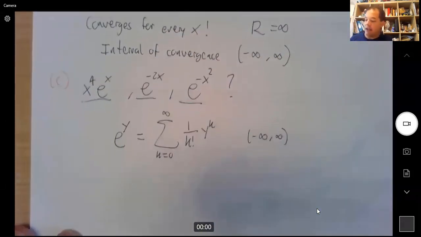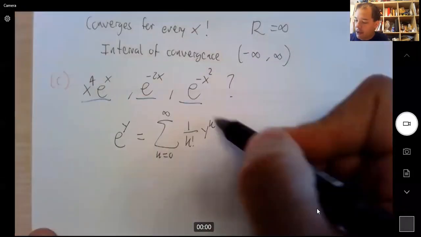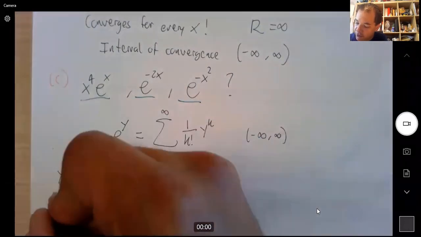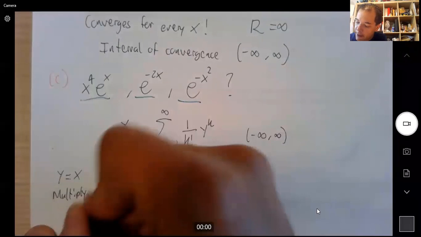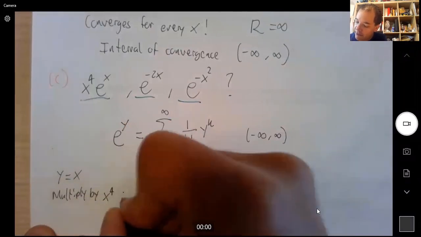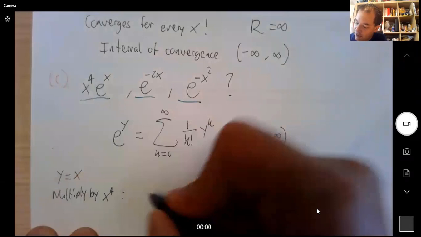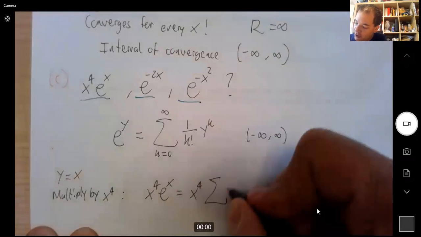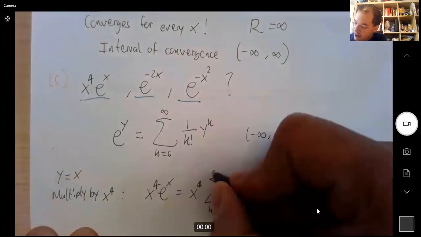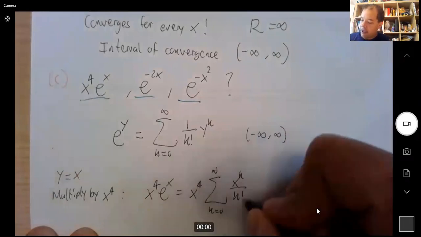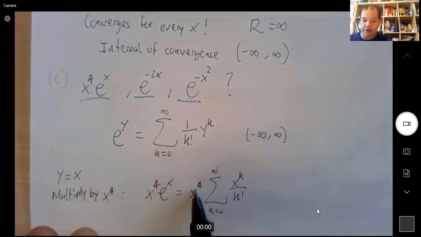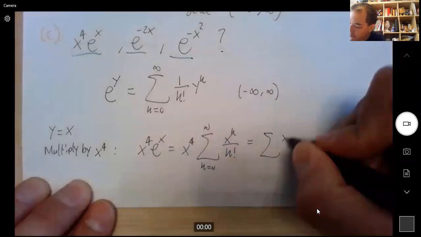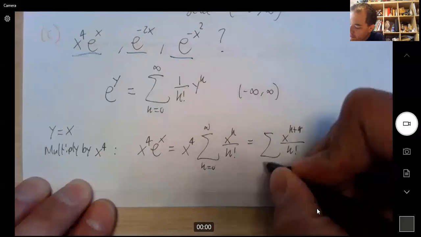Well, easy. For the first one, just take this one and multiply by x to the 4th, right? So make y equals x and multiply by x to the 4th. And what do you have? You have x to the 4 e to the x will be the same as x to the 4th times the power series for e to the x, which is the sum of x to the k over k factorial. And the only thing you need to do is put this x to the 4th inside. So this becomes the sum of x to the k plus 4 over k factorial from 0 to infinity.